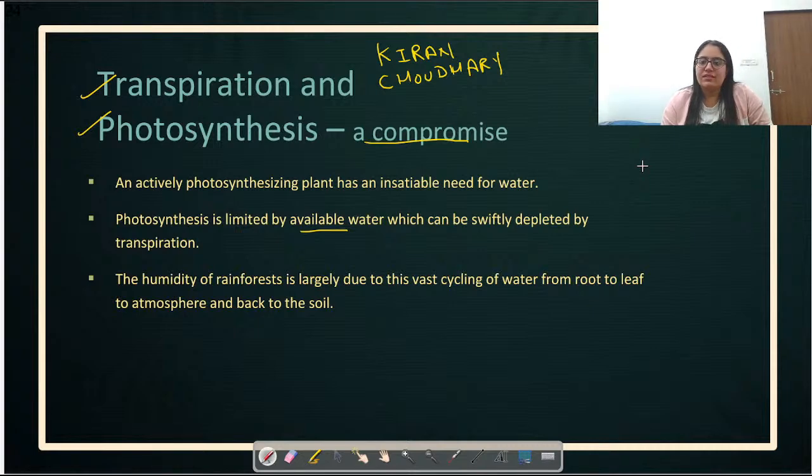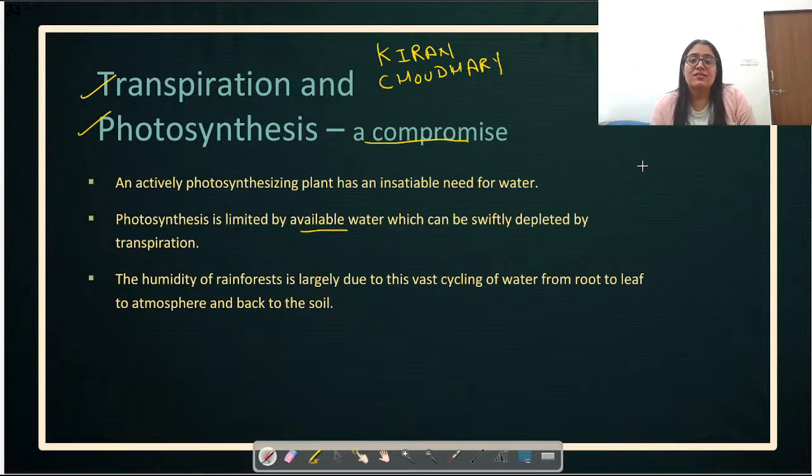If the water in the soil or in the plant is less, the rate of photosynthesis will definitely get affected. Whatever available water is there in the soil, in the surrounding, or in the plant is actually getting lost in the form of transpiration, and that can affect the rate of photosynthesis if a continuous supply of water is not available.